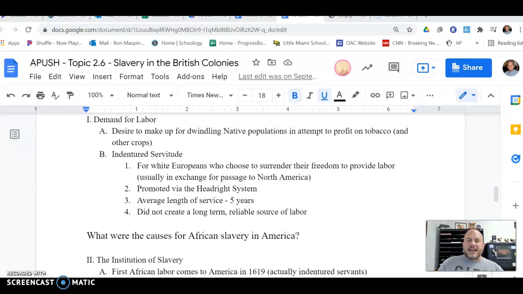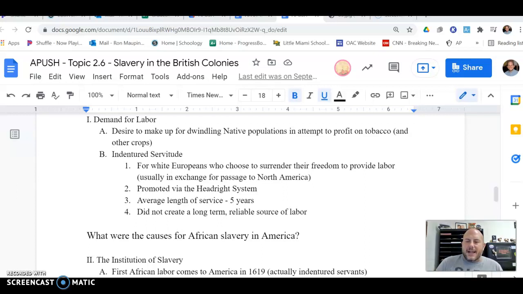Now, we mentioned previously that the headright system is going to play a very important role in promoting this institution of indentured servitude. Once again, providing 50 acres of land for each person that was brought over as an indentured servant. And of course, we know this only exacerbated the wide wealth gap in the southern and Chesapeake colonies. Anyhow, it seemed to work for a while during the mid 17th century into the 1660s, 1670s. But you may recall that Bacon's Rebellion is going to prove that indentured servitude is going to be problematic.